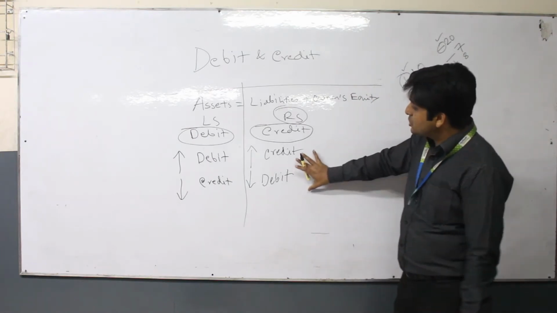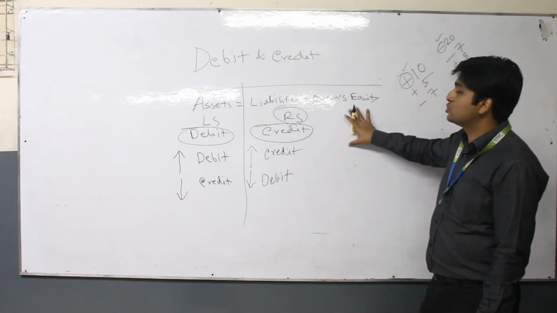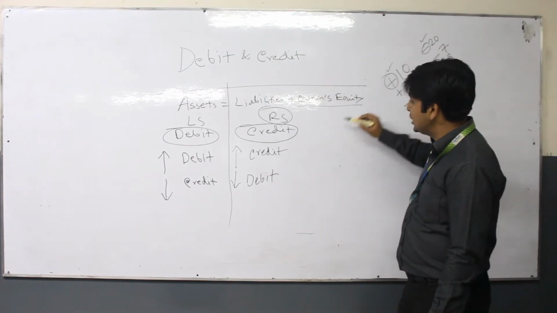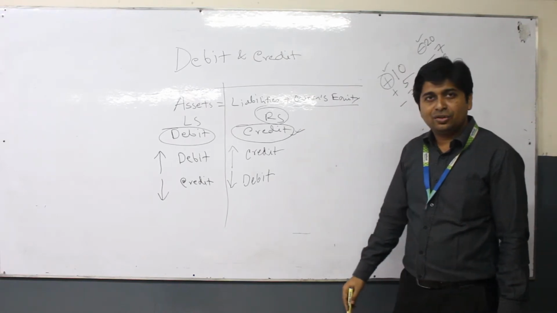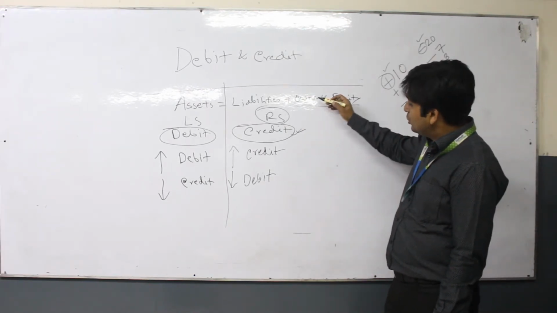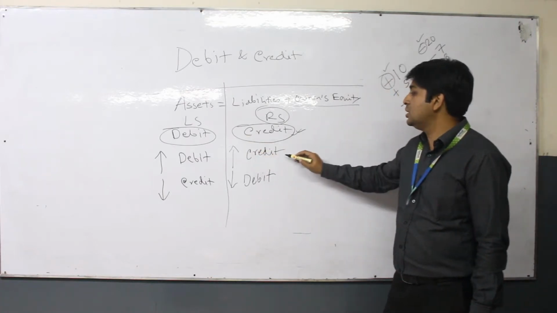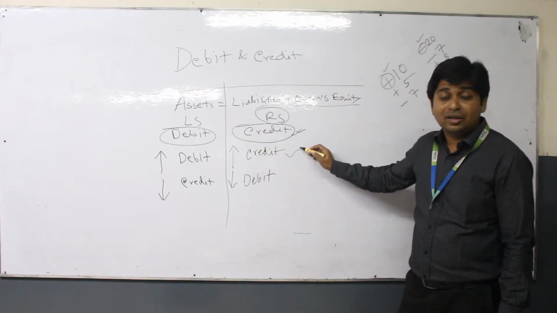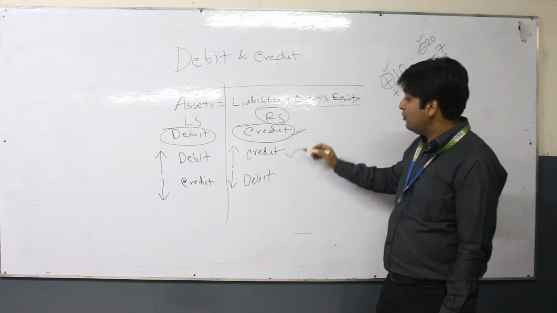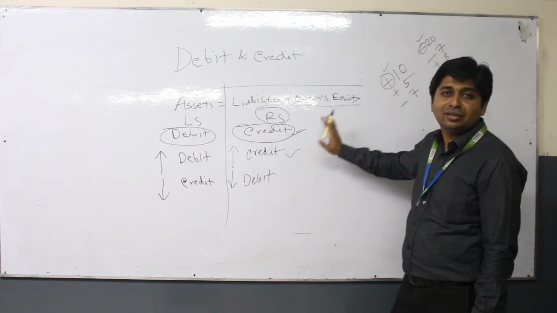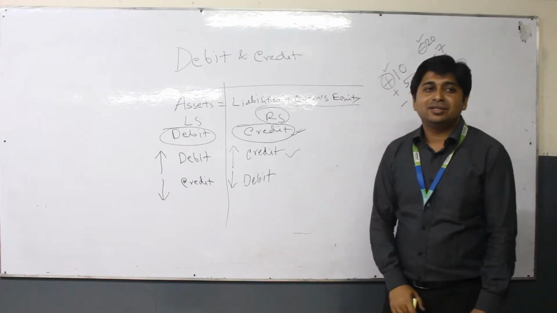So this same concept should also be used for owner's equity. The owner's equity's basic signal is credit. So that's why when an event occurs that increases the owner's equity, that should also be credit. And when an event occurs that decreases the owner's equity, that should be recorded as debit.